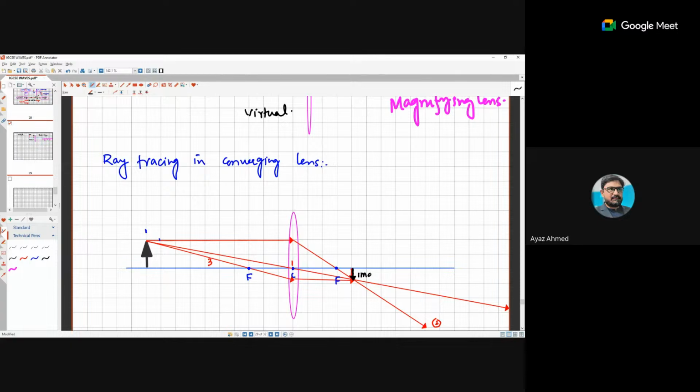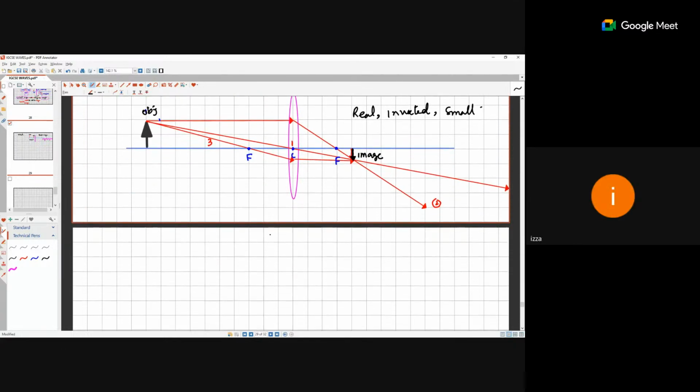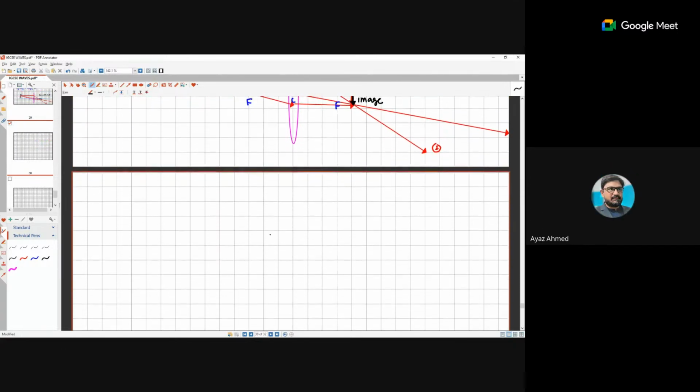This is the image. So what about the properties of this image? This is the object, and that is its image. So the image is real, inverted, and small. Are you getting my point? Beta ji, is it clear? Does everyone understand? Yes, sir, we are getting it. Okay.